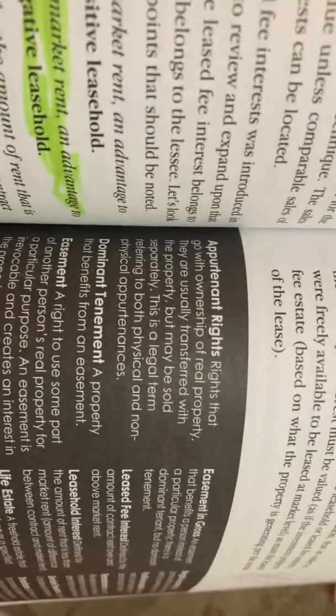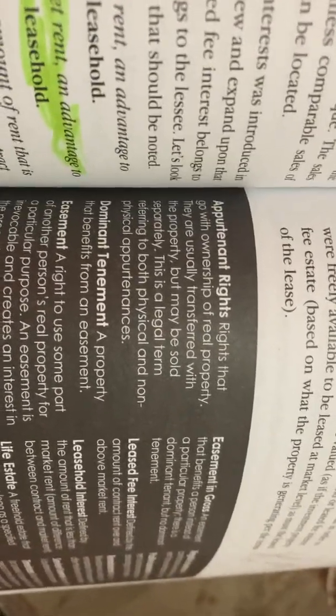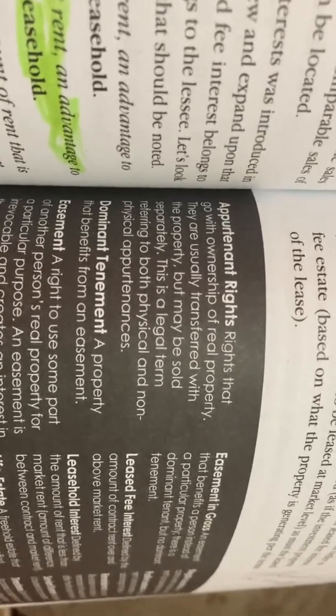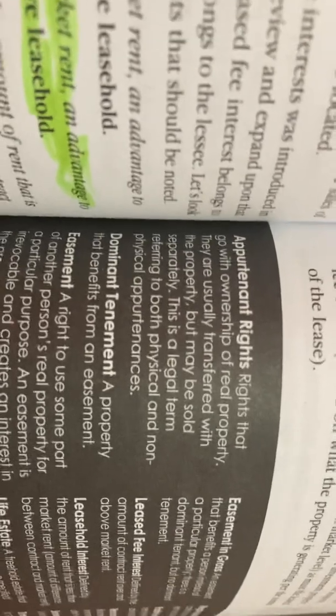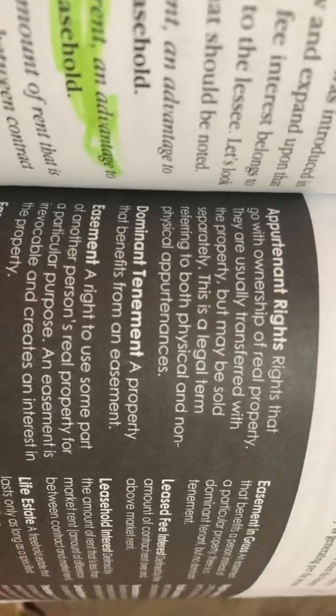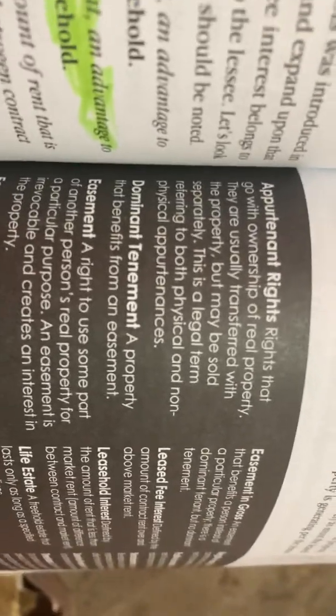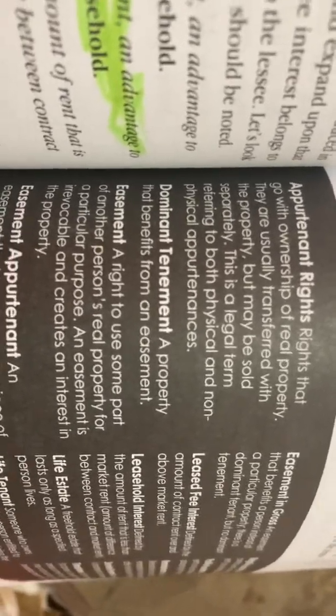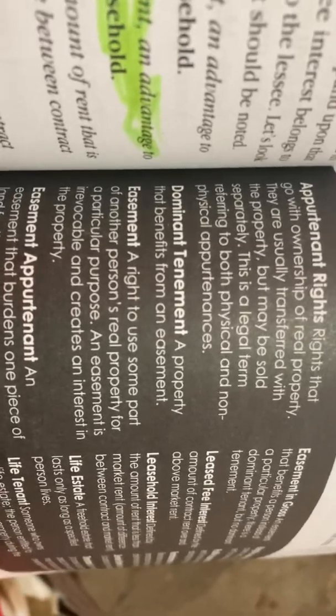All right, we got some key terms. So remember, appurtenant rights. Rights that go with the ownership of real property. They are usually transferred with the property, but may be sold separately. This is a legal term referring to both physical and non-physical appurtenances.